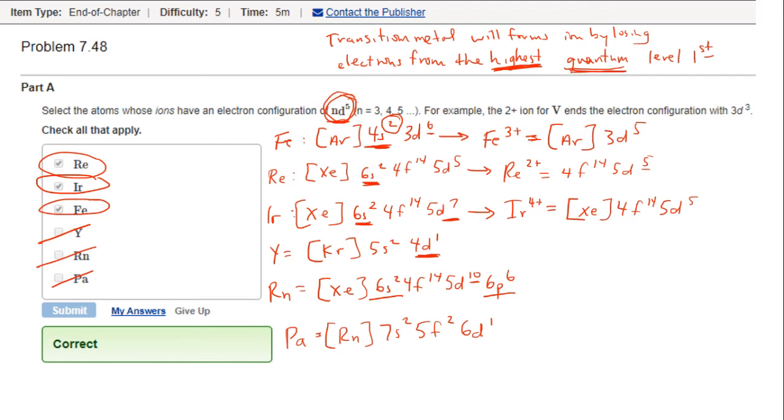So what's our highest quantum level? In this case, it's 4. 4 is greater than 3. So we would lose these electrons before we would lose electrons from the 3d orbital. So I hope that clears up any questions anyone had on 7.48.